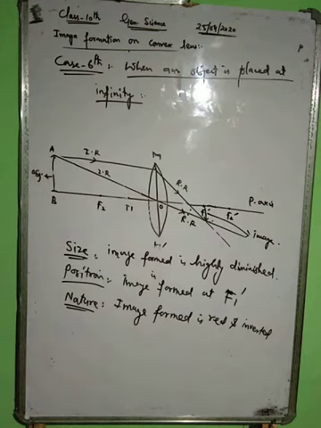ray diagrams, where we have explained size, position and nature of image formed when object is placed at different positions on the principal axis in front of convex lens. For the formation of images on concave lens, dear students, we'll be back with one more video lecture, inshallah, by tomorrow.